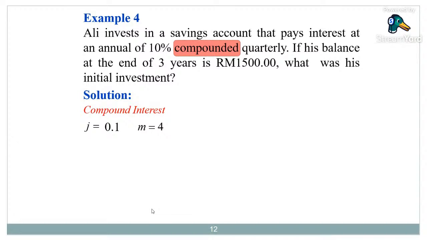If his balance at the end of 3 years is 1,500, this is the S, the future. Selepas 3 tahun, T equal to 3, S equal to 1,500. What was his initial investment? So kita nak cari P. So masukkan dalam formula, cuma sekarang ni P sebagai perkara rumus. So N kita sekarang ni adalah M darab T sebab apa? 3 tahun dan setahun 4 kali.